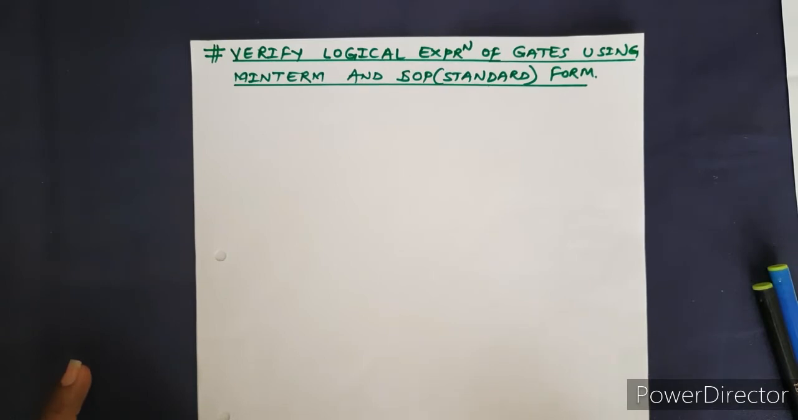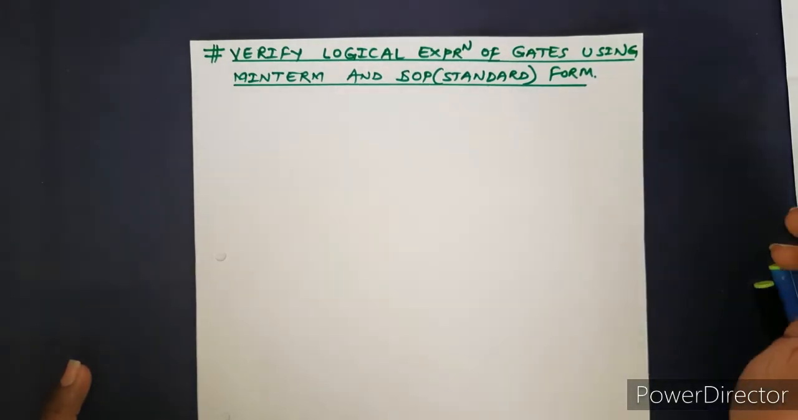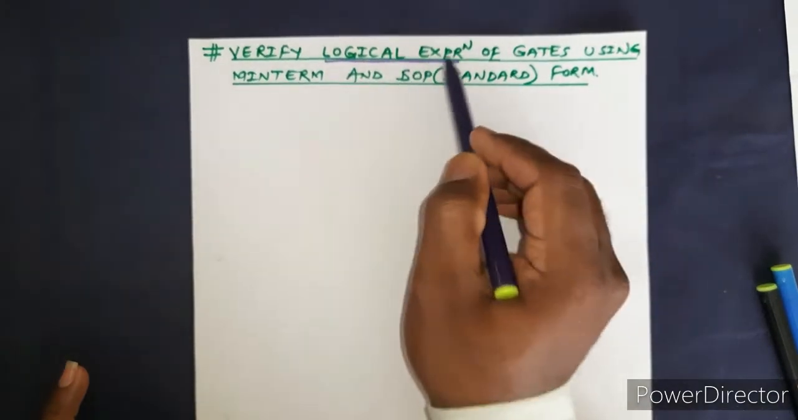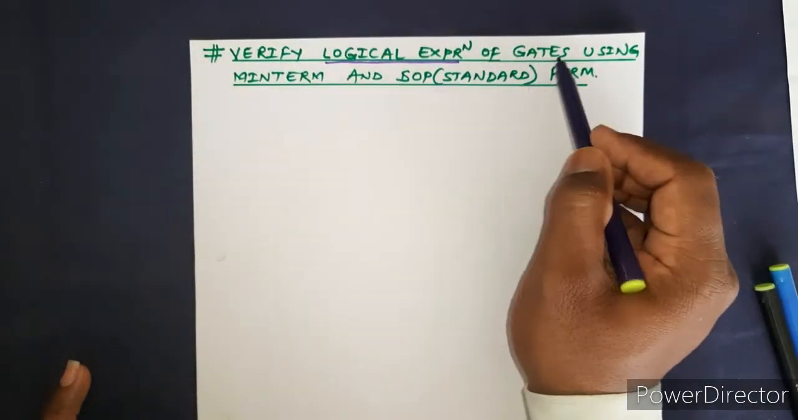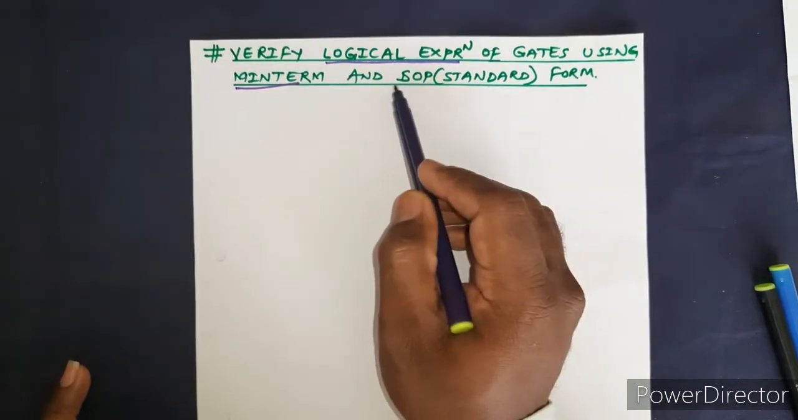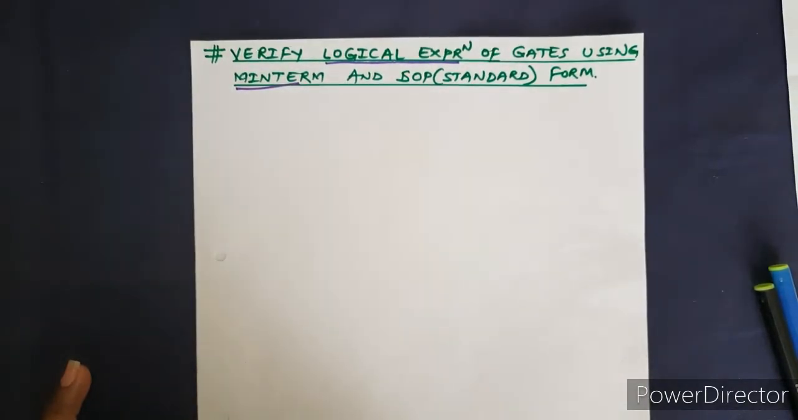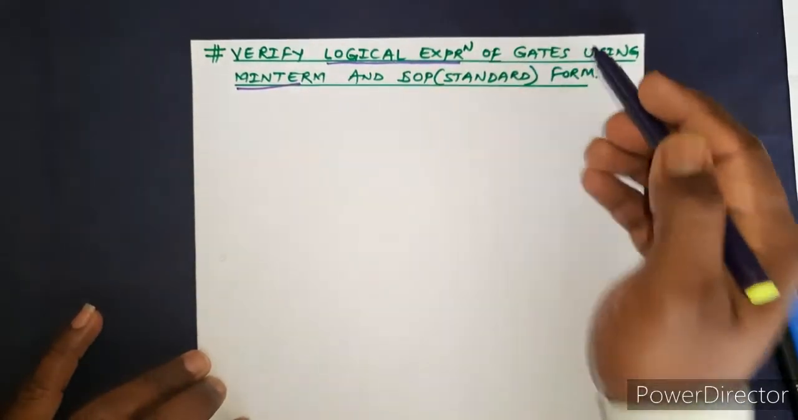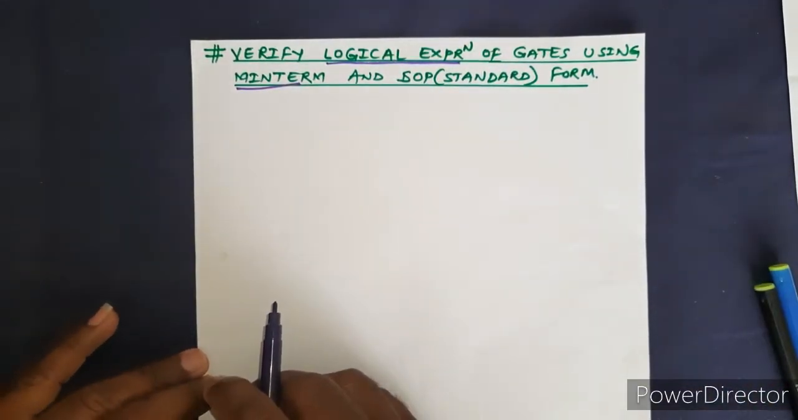Continuing our yesterday's discussion about having the logical expression of gates using min terms and max terms, we'll try to verify the logical expressions of gates. In the very first lectures of logic gates, we had seen different gates and their expressions.